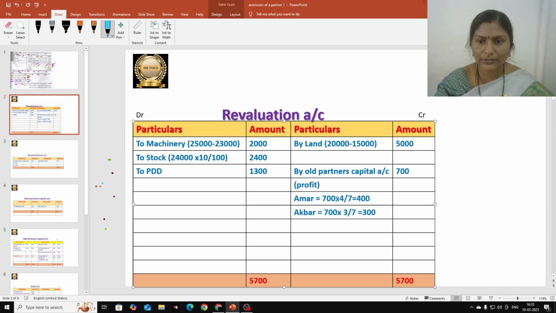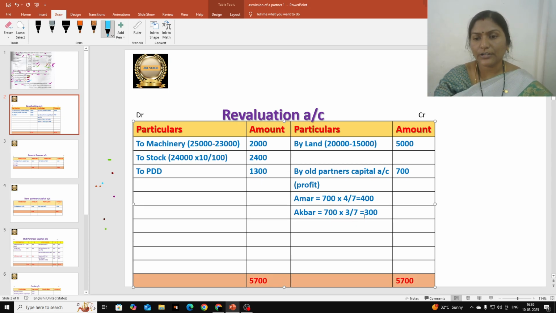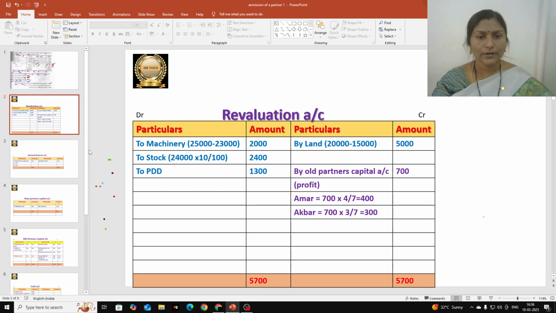Hope this is clear, students. So in this way we should distribute to partners. And for inter students, calculators are not allowed, students. Be careful, you have to calculate manually. So 700 into 4 by 7 you do, you will get 400. Akbar, 700 into 3 by 7 you will get 300. Actually this is the answer. Profit is the answer. I'll change the color of that so that you will understand that. Okay, so we are getting profit here, that is not loss. So this is how we prepare revaluation account. Let us go to next account.